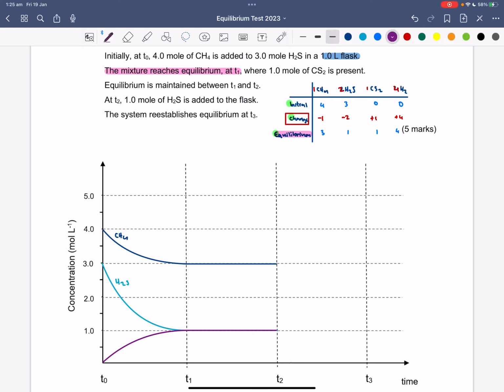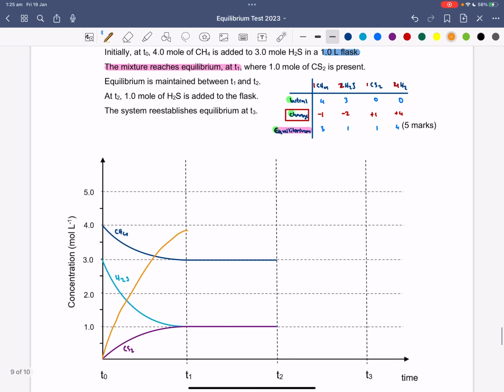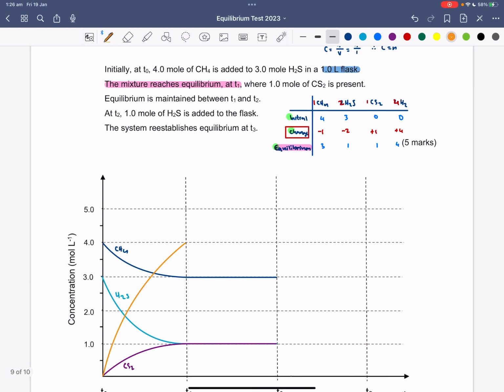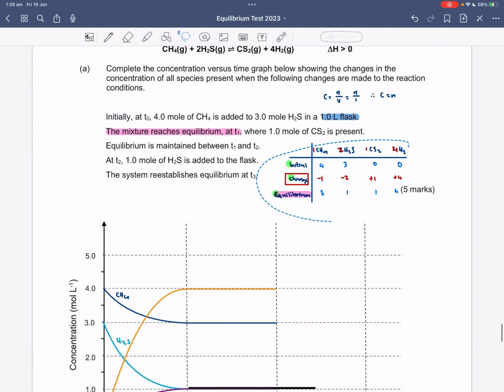And H2 started at 0 and finished at 4. So starts at 0 and finishes at 4, so all the way up to here. We want it to get flat by the end, so that's better. Okay, and it stayed at equilibrium for a while, up to T2. All right, that is my first ice table.